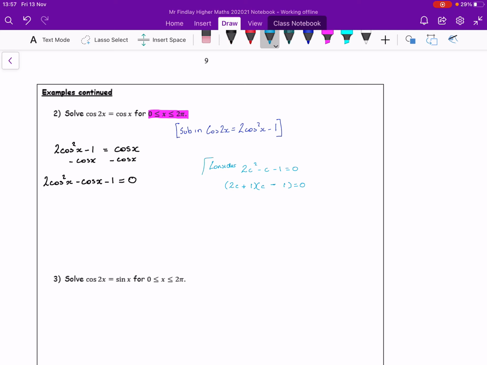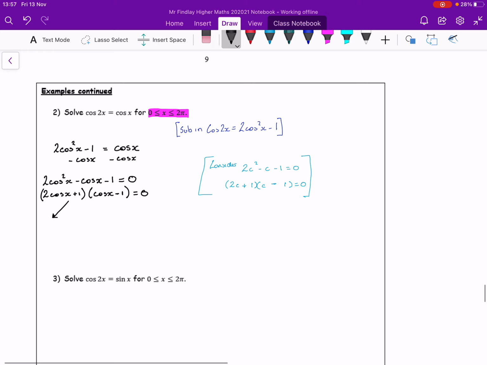So if I'm considering that as how to factorise a normal quadratic, if we've got a trig quadratic, I can treat that as 2 cos x plus 1, cos x minus 1. Again, if you wish to multiply that out, you'll find that you would get back to the quadratic. Exact same situation as previous. I now have two separate trig equations to solve.